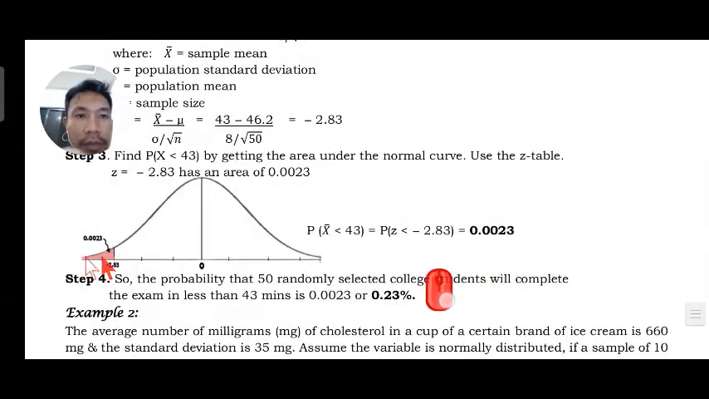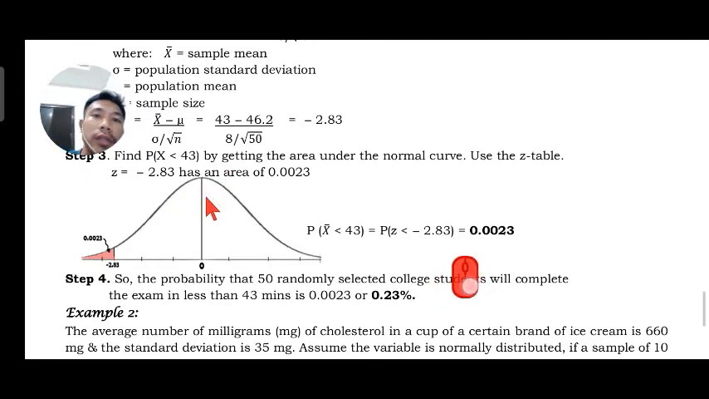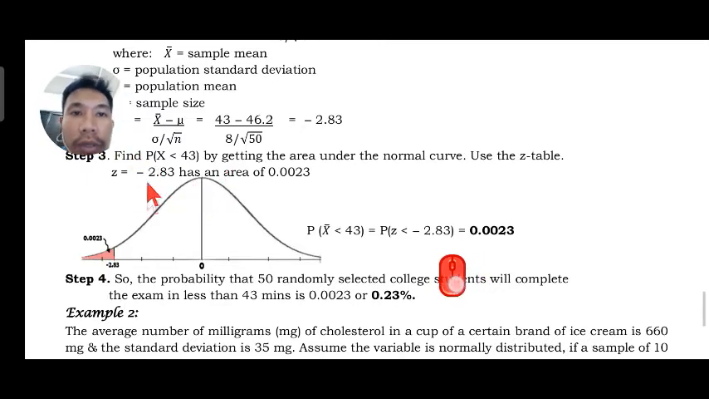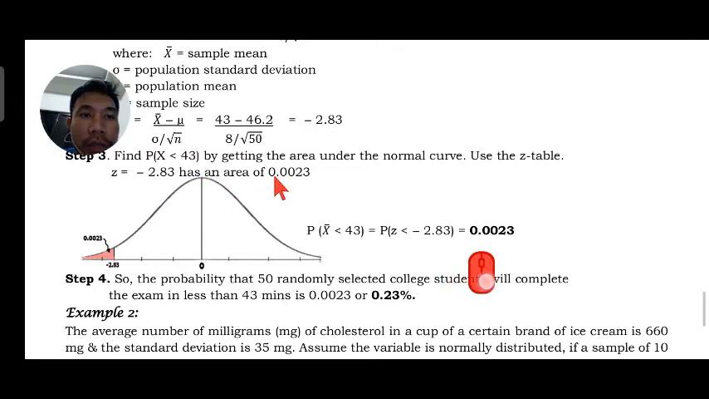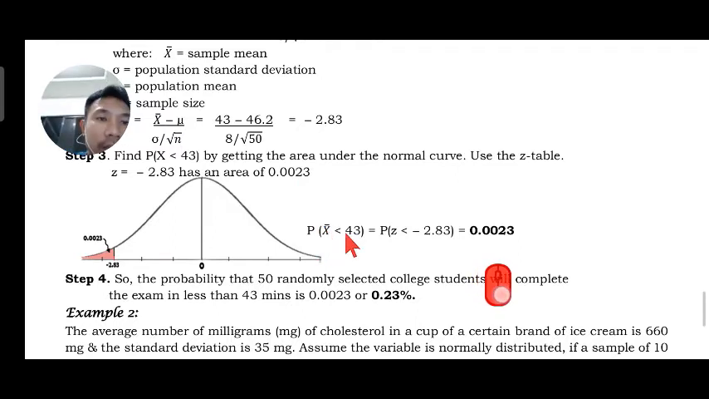Okay, here. So, the z-score of negative 2.83 has an area of 0.0023. So, that is P of x less than 43 is equal to P of z that is less than negative 2.83 is equal to 0.0023.